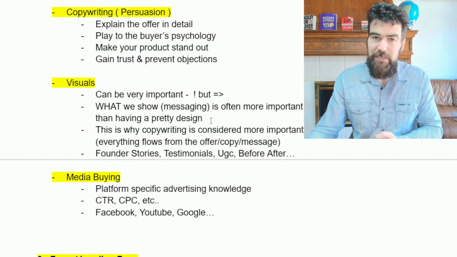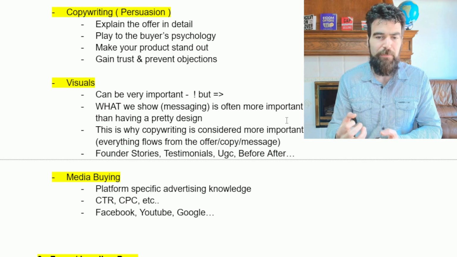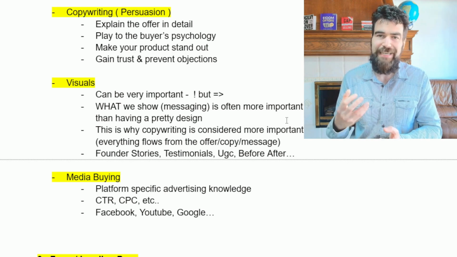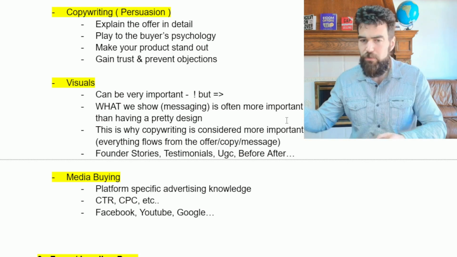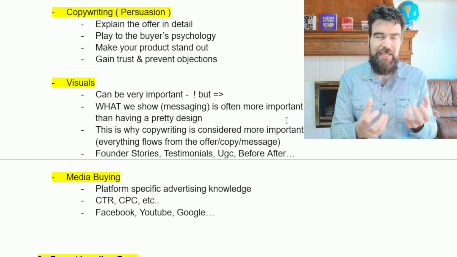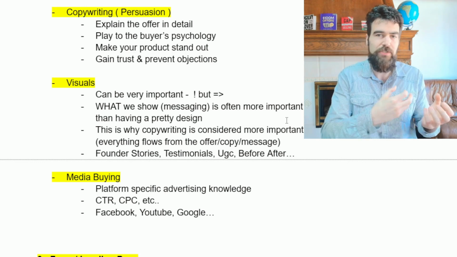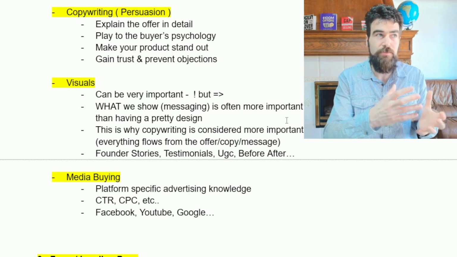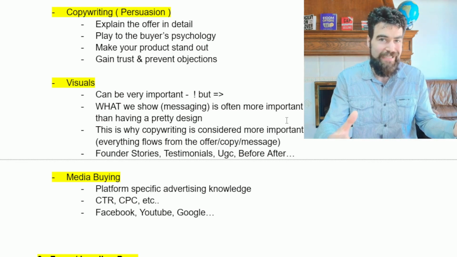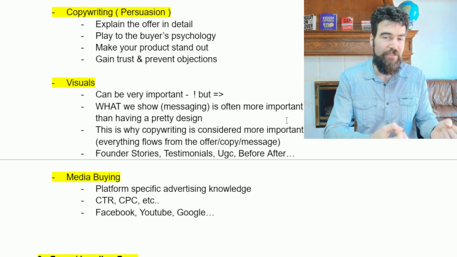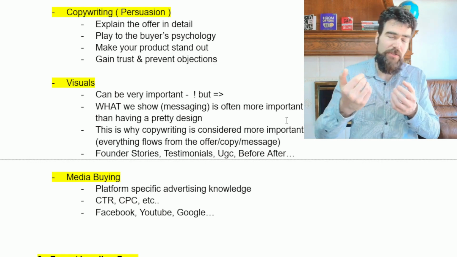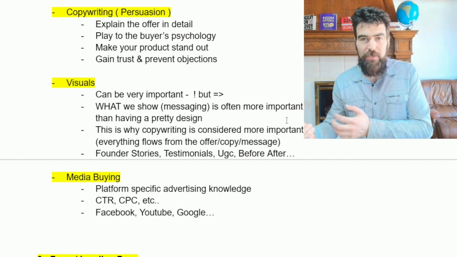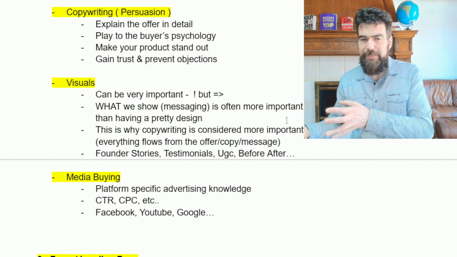Now the last part is the media buying, and the media buying is people that have platform-specific advertising knowledge. This could be Facebook, YouTube, Google, or any other platform. Each platform is a little bit different. And if you want to optimize your results on Facebook, you're going to need to know how the platform is performing at that time. You're going to need to know how you need to advertise on that platform. And it's a little bit different on YouTube. It's a little bit different on Google. It's a little bit different on TikTok. So these are all things you need to keep in mind.